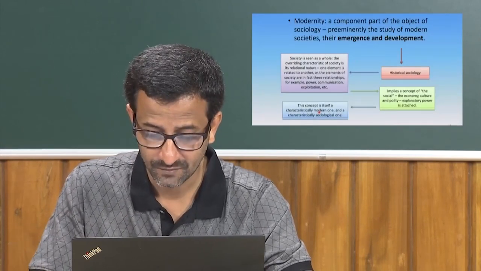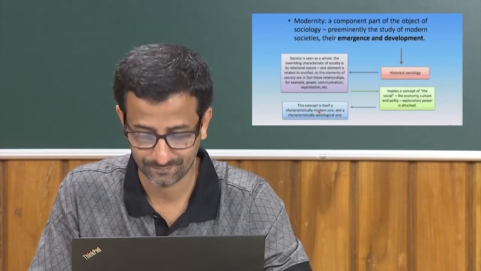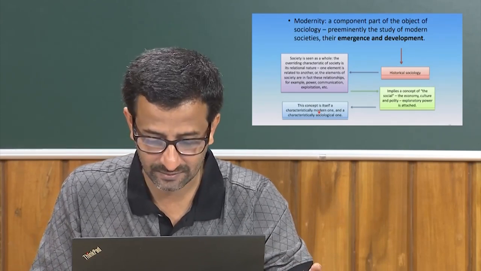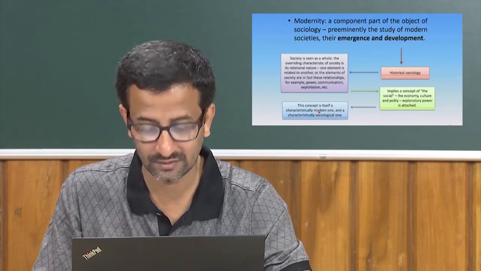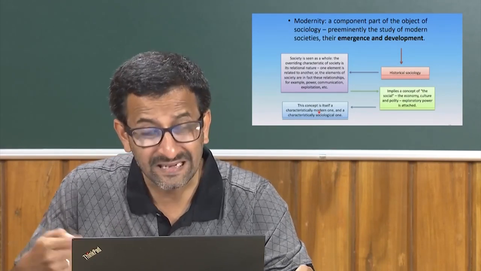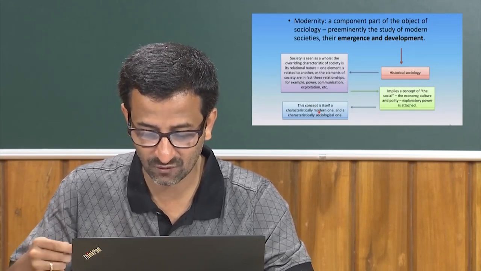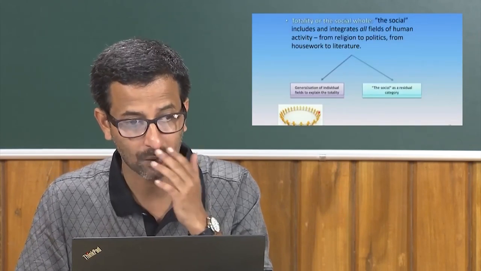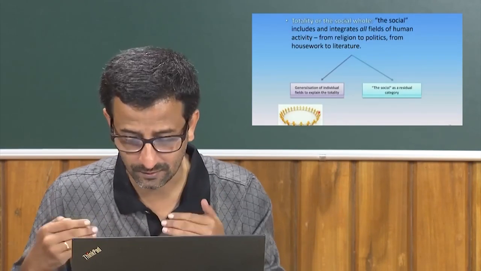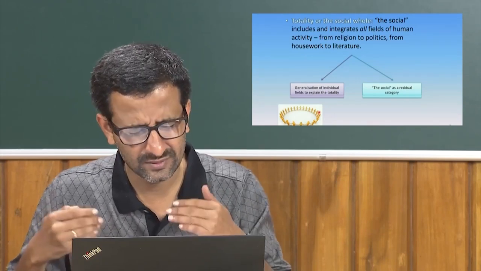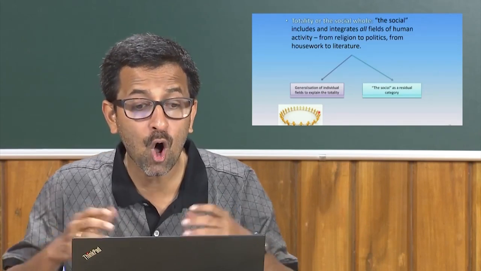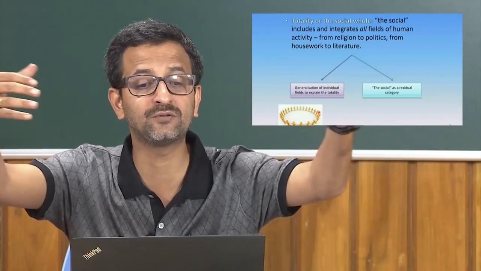because that is a problem within individual theories. It is to define the scope of the theoretical blank which specific concepts of the social are to fill. This blank then is clearly that of totality or the social whole. The social is precisely that which includes and integrates all fields of human activity, from religion to politics, from housework to literature and so on.